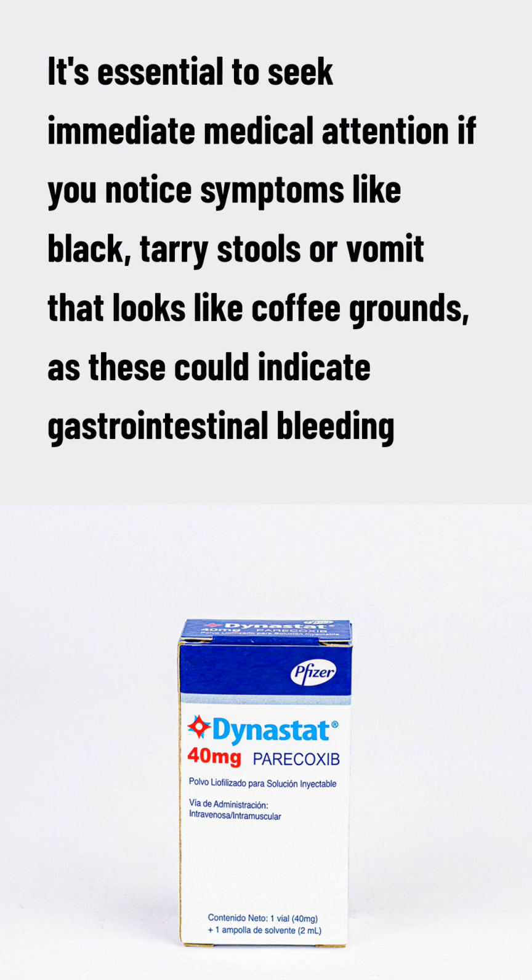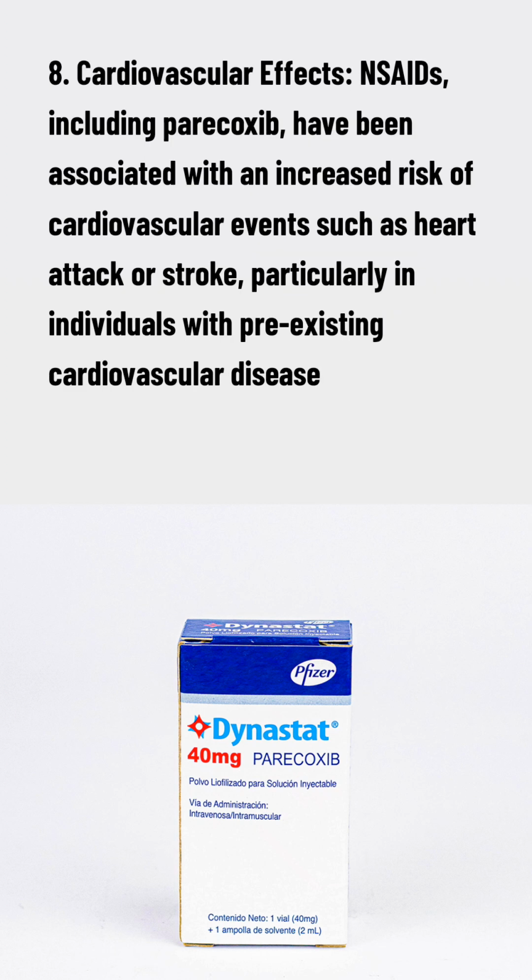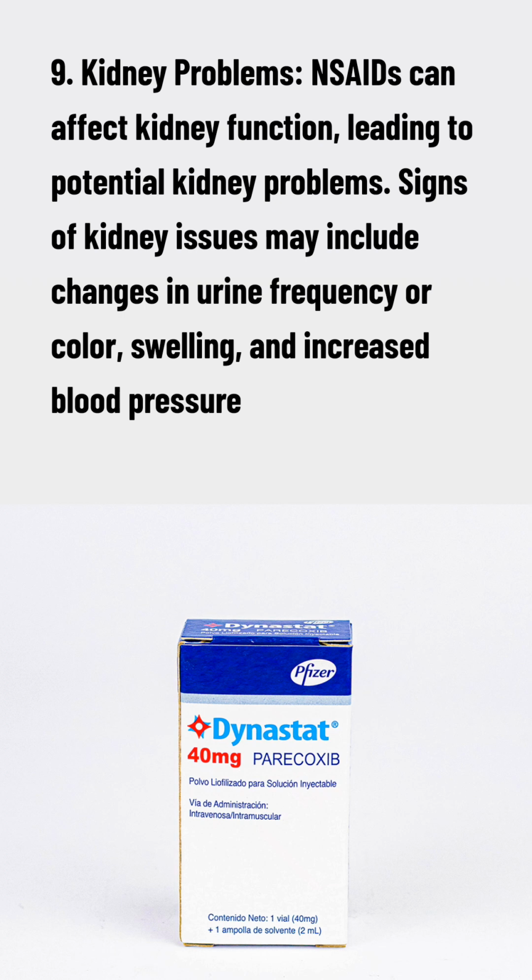It's essential to seek immediate medical attention if you notice symptoms like black, tarry stools, or vomit that looks like coffee grounds, as these could indicate gastrointestinal bleeding. 8. Cardiovascular effects. NSAIDs, including Parecoxib, have been associated with an increased risk of cardiovascular events such as heart attack or stroke, particularly in individuals with pre-existing cardiovascular disease. 9. Kidney problems. NSAIDs can affect kidney function, leading to potential kidney problems. Signs of kidney issues may include changes in urine frequency or color, swelling, and increased blood pressure.